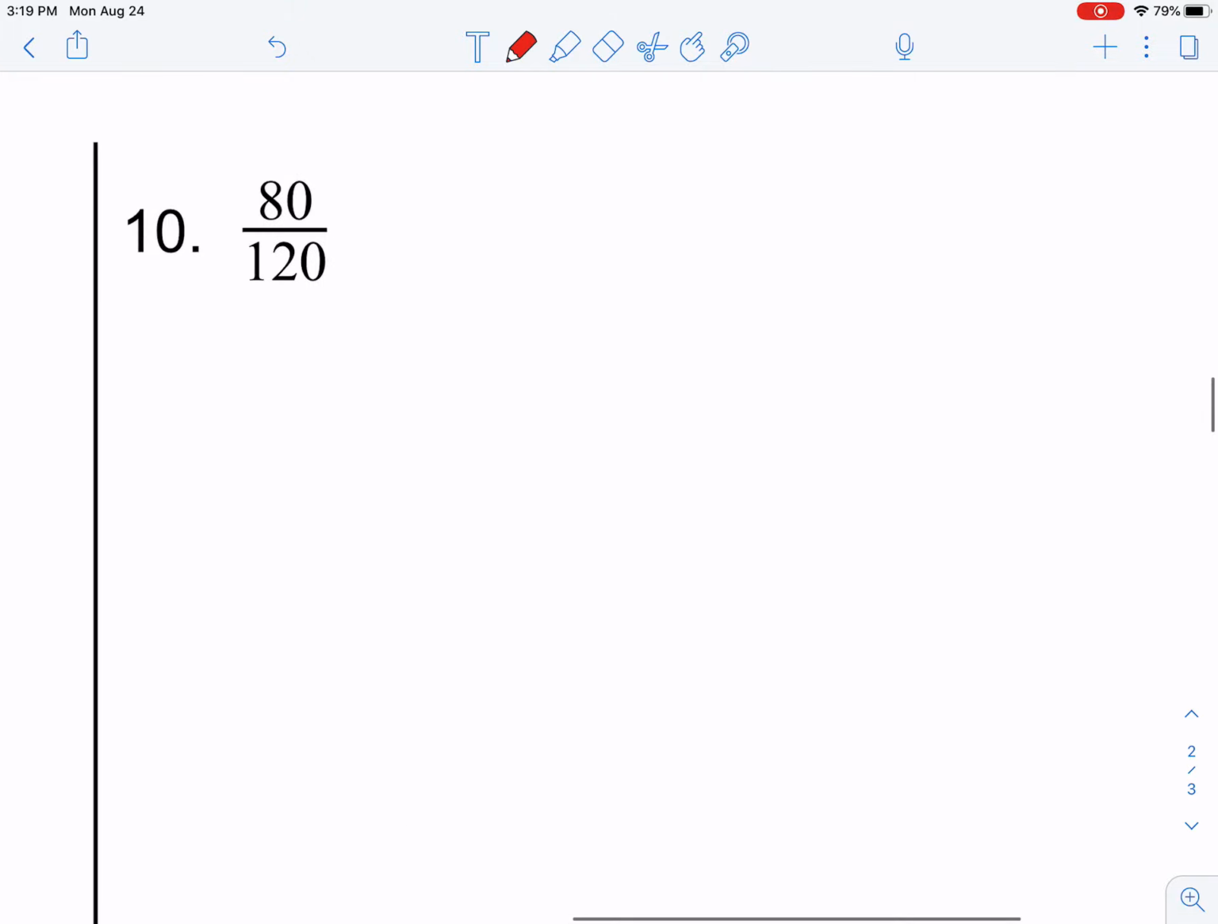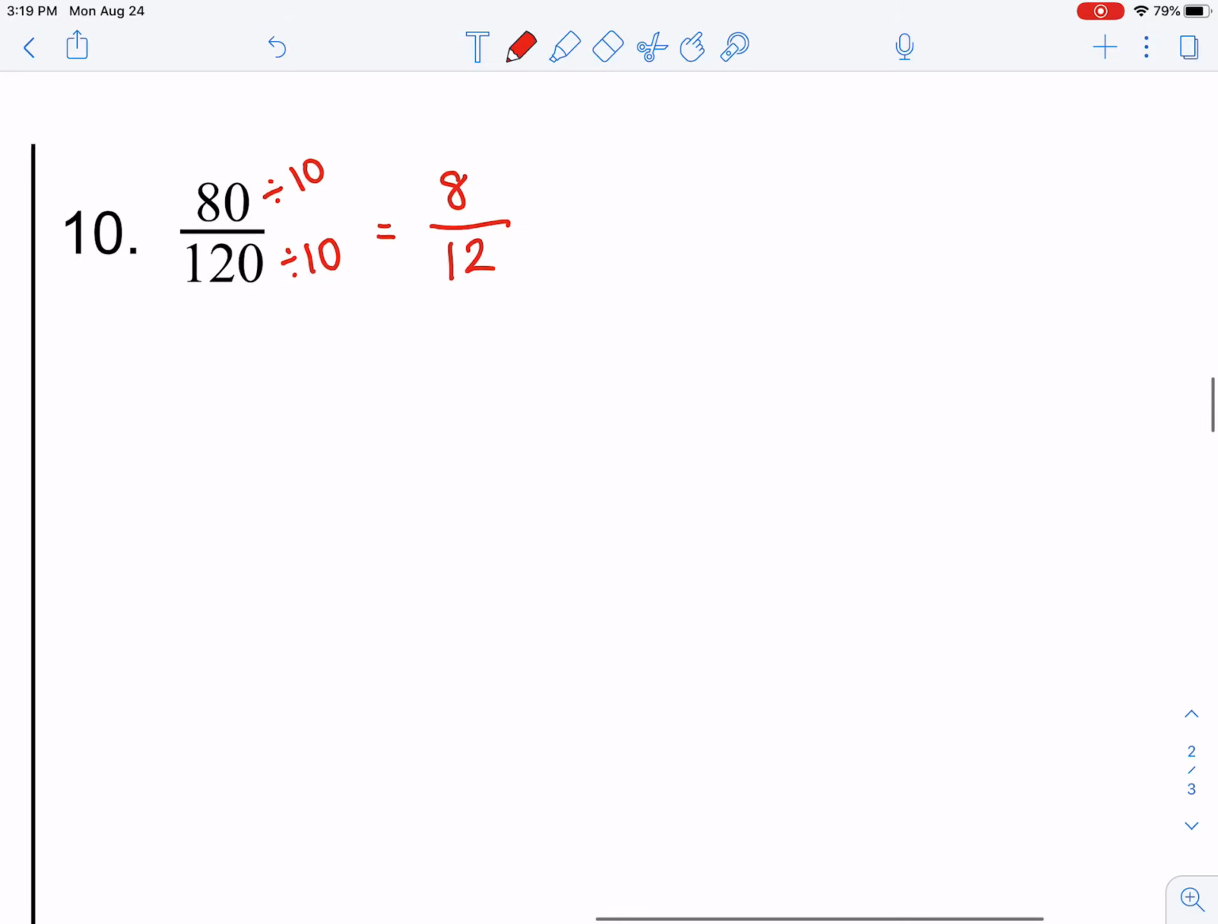Number 10, we have 80 over 120. So when you see a number that ends with a 0 like that, we know that it has to be divisible by 10. So I'm going to divide it by 10 first. 80 divided by 10 is 8. 120 divided by 10 is 12. Another good way to do that is just crossing out the zeros when dividing it by 10.